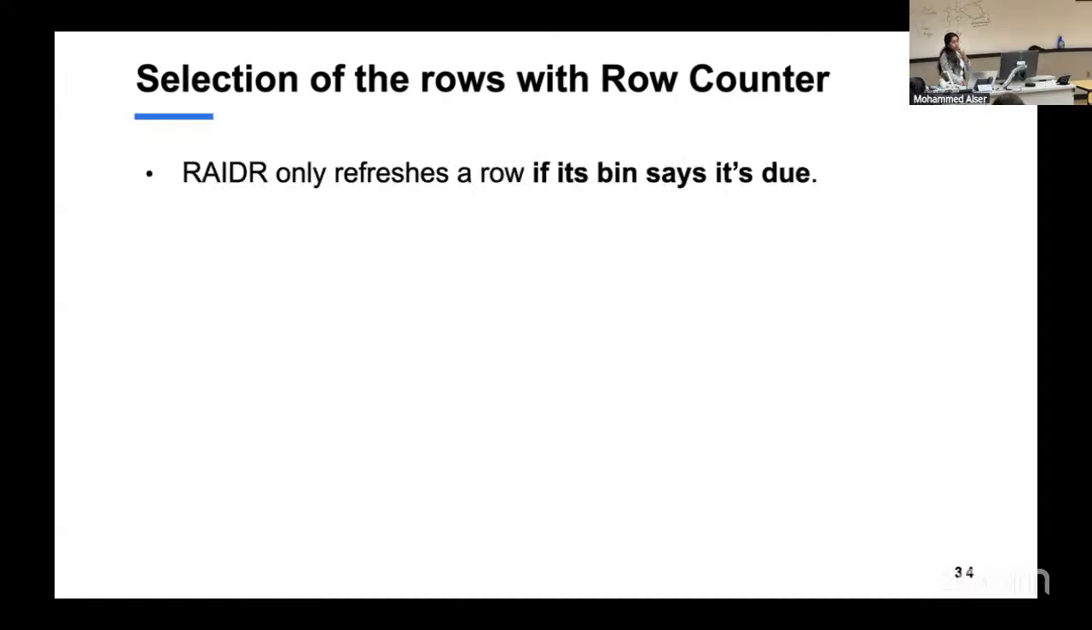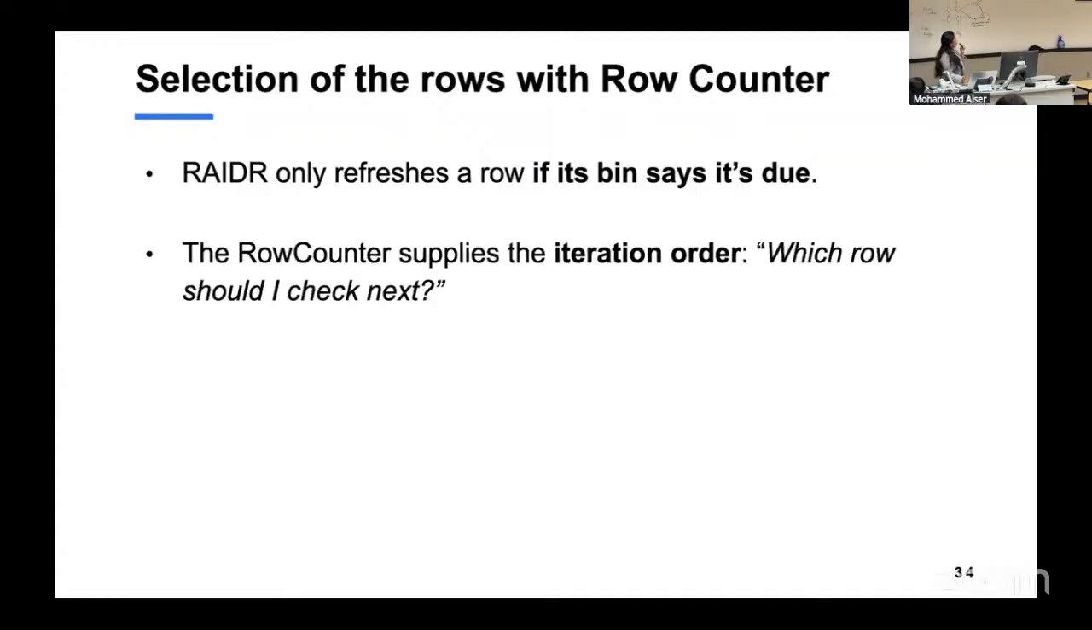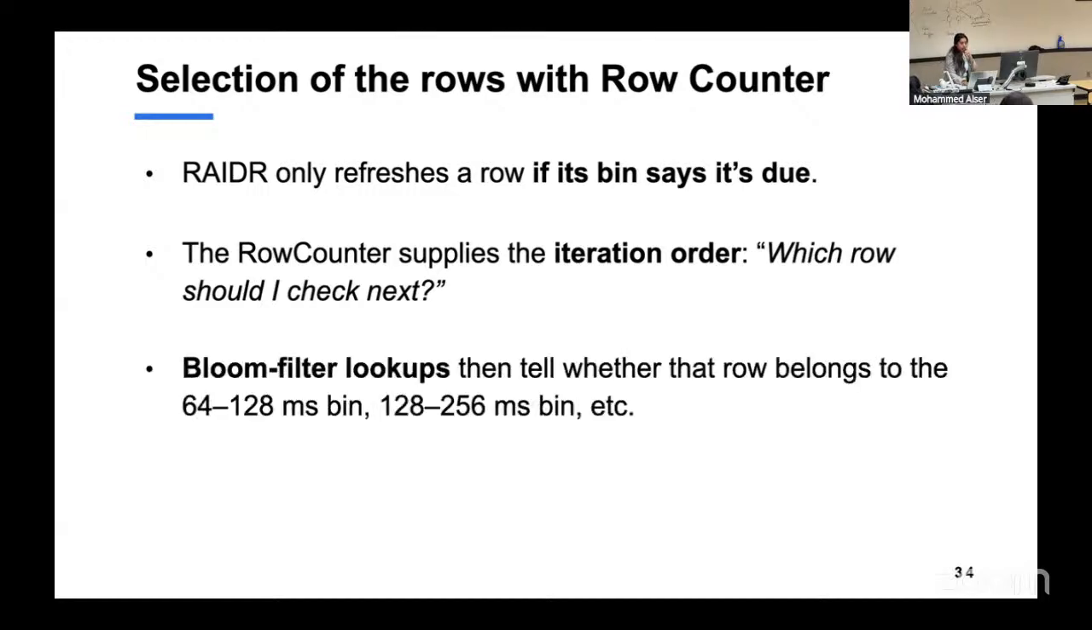Okay, so that is the overview of the selection of rows with the row counter. Here the controller only refreshes when it is needed. If the row is due, then only it refreshes the row. As I said, the row counter acts as an iterator, so it works out which row to go to next. And the Bloom filter plays a major role, telling which bin a row belongs to.